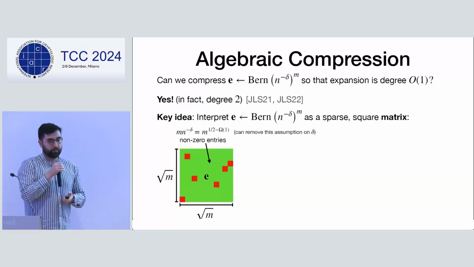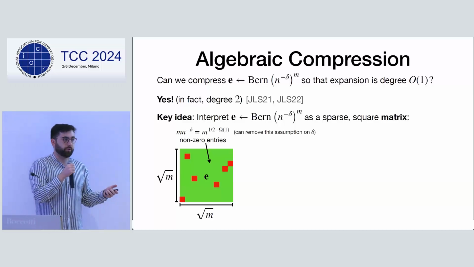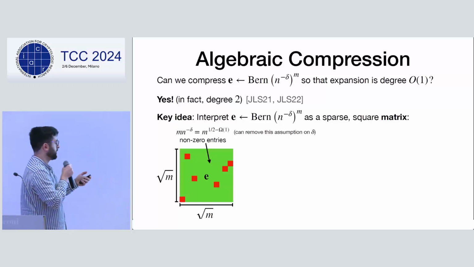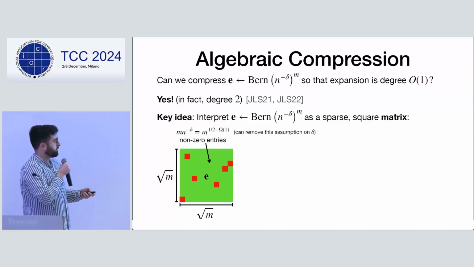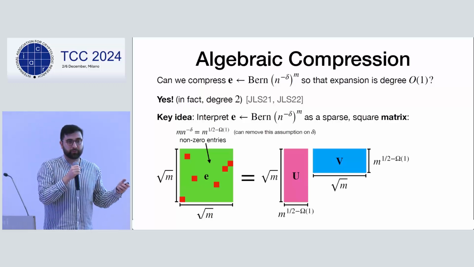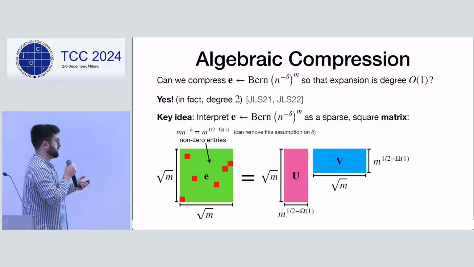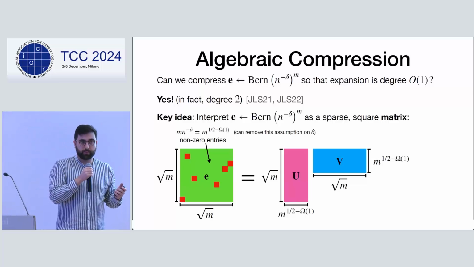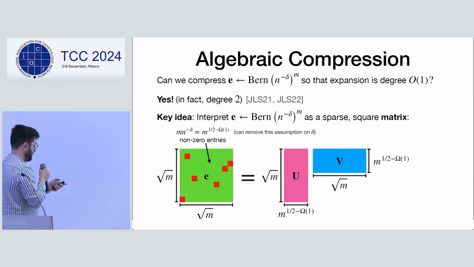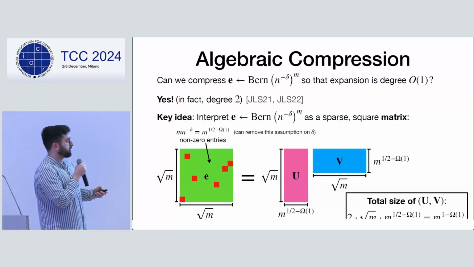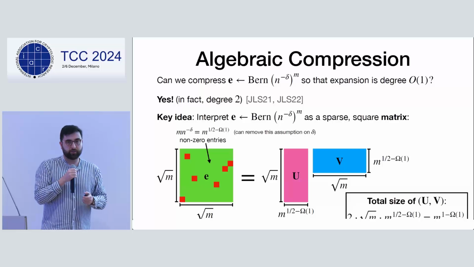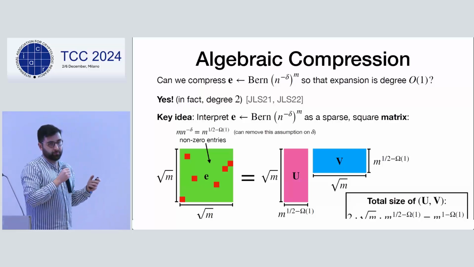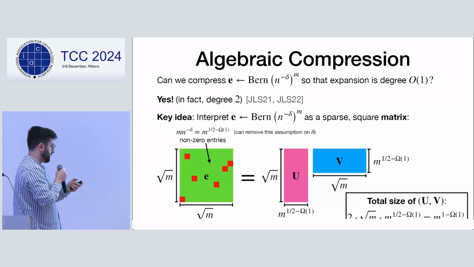Because there are only less than the square root of M many non-zero entries, its rank is also at most less than the square root of M, which means that it admits a matrix factorization over the integers where the width of U and the height of V is also less than the square root of M. The point here is that the total size of U and V put together is also sublinear in M. And so maybe we can now put this in the seed of our structured seed PRG.